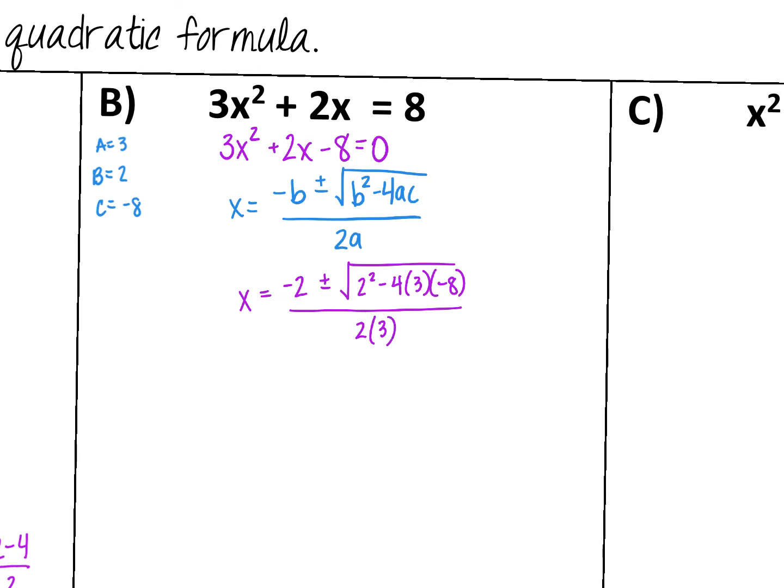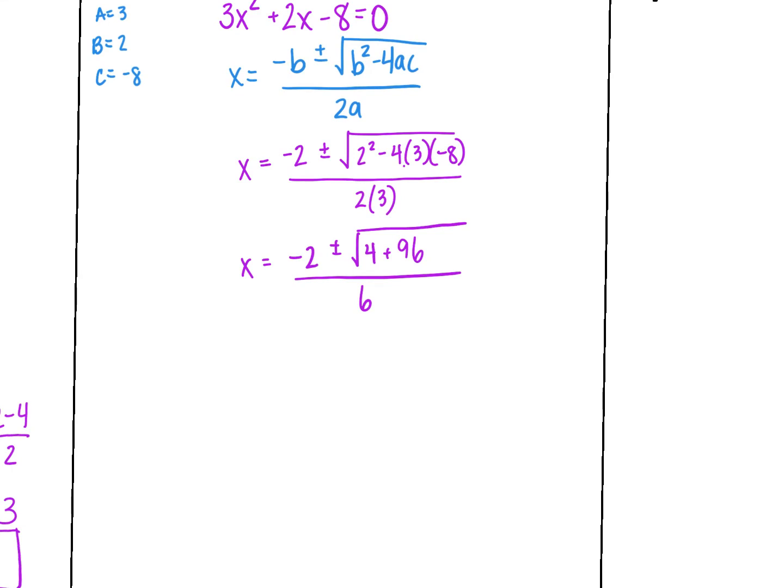We have some simplifying to do here. 2 squared is 4. And then you have 12 times 8. 12 times 8 gives you 96. So plus 96 all over 6. So you can see here we're going to have a discriminant of 100. So we're going to have 2 real roots. So square root of 100 is 10.